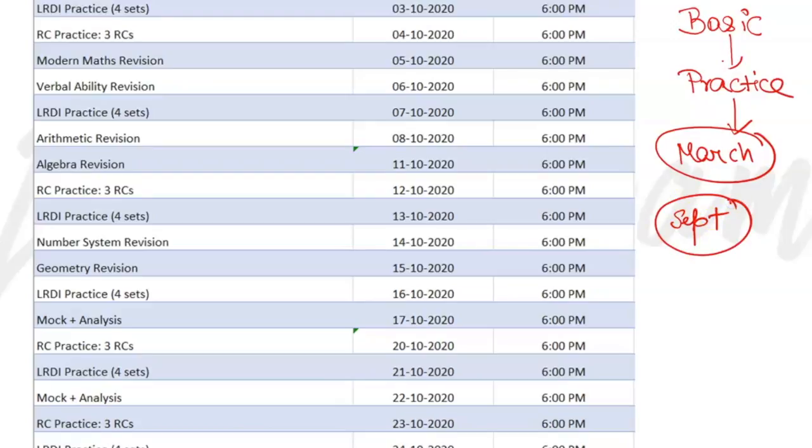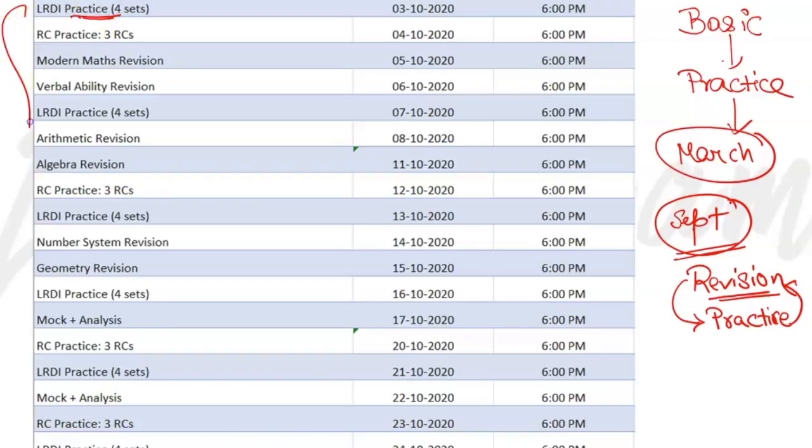So to remember everything you've done in March, in the month of September, what you essentially need to do is revise. So revision is a very important phase of this entire schedule, and with revision we also should keep in mind to have regular practice sessions, which would be based on revision only. So just to give you a hold of that, this is the last 15 days of the schedule.